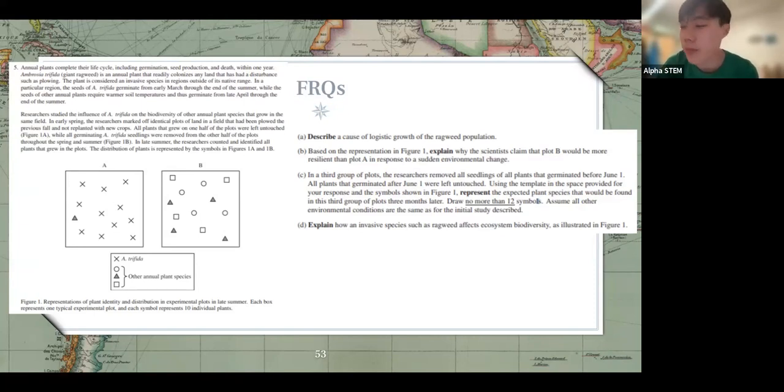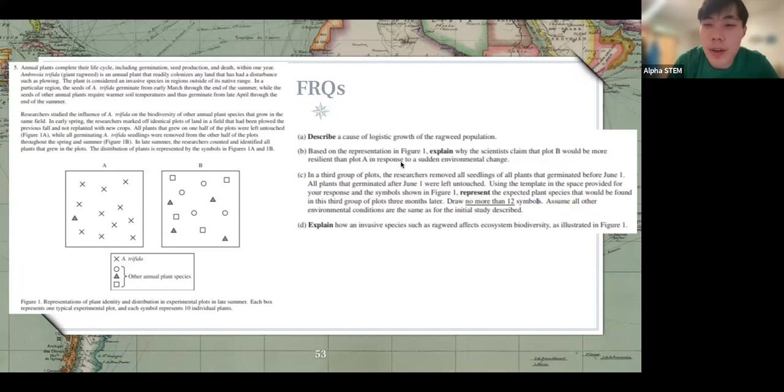So you would just have to name a density dependent factor that limits population growth in the ragweed population. You could, for example, say that maybe there's limited water, not enough water for there to be infinite ragweeds. And so this would limit the population size and therefore cause the whole logistic growth shape rather than the exponential growth shape.